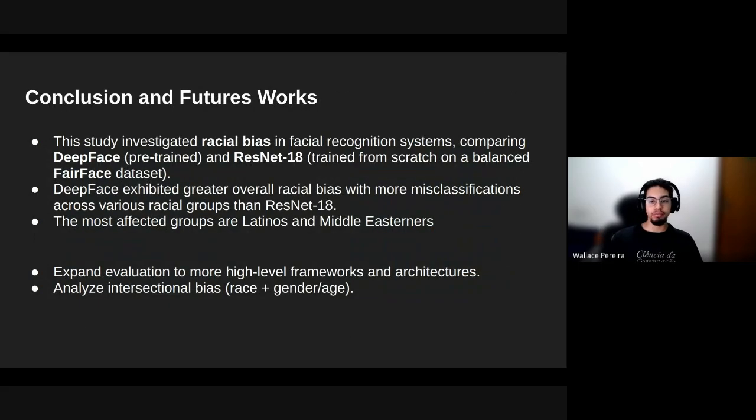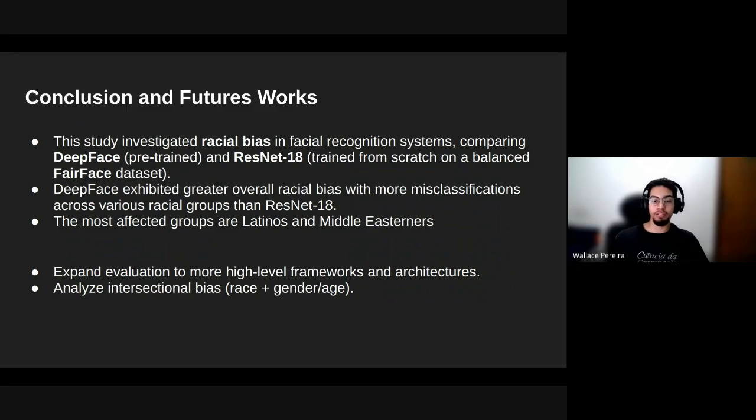In conclusion, this study investigated racial bias in facial recognition systems by comparing DeepFace, a pre-trained model, with ResNet 18, trained from scratch on the balanced Fairface dataset. As you can see, DeepFace showed greater overall racial bias, with more misclassification across several racial groups than ResNet 18. The most affected groups were Latino Hispanics and Middle Easterns.